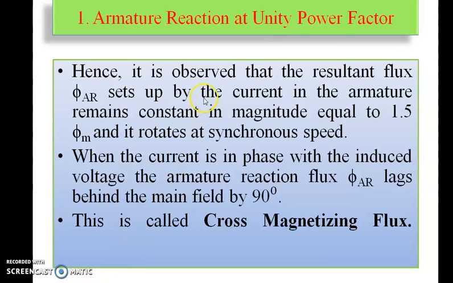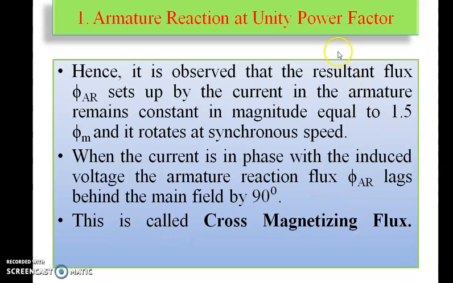Hence it is observed that the resultant flux phi AR set up by the current in the armature remains constant in magnitude, equal to 1.5 phi m, and it rotates at synchronous speed. When the current is in phase with the induced voltage, the armature reaction flux phi AR lags behind the main field flux by 90 degrees, and this is called cross magnetizing flux.